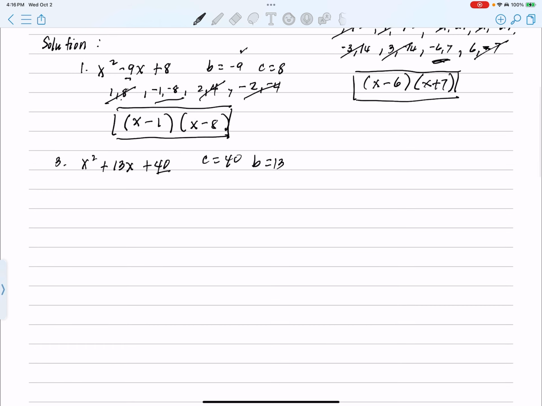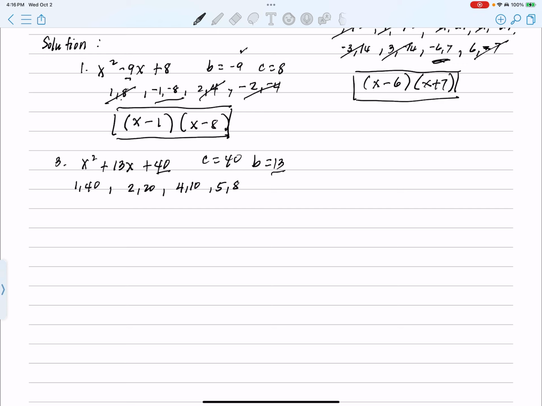So first of all, you have to list down the factors of 40. So we have 1 and 40. 2 and 20. Oh, this is all positive, so you don't need to list down a negative 1. So 2 and 20, 4 and 10, 5 and 8. So we'll look for the sum of these factors which gives you 13.